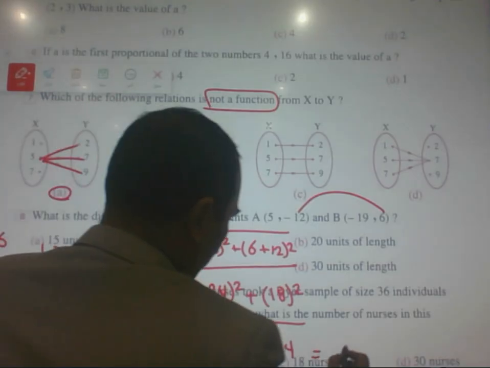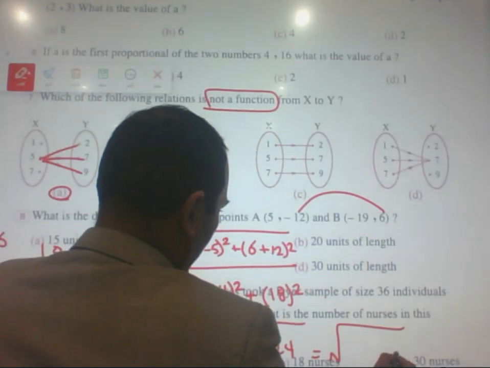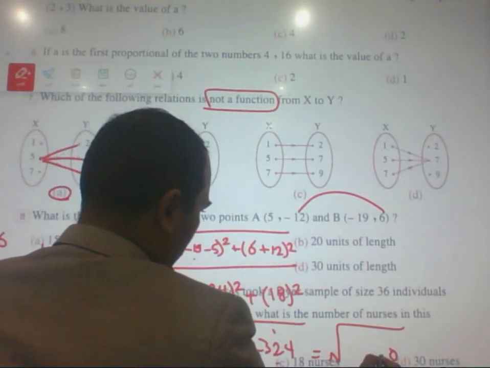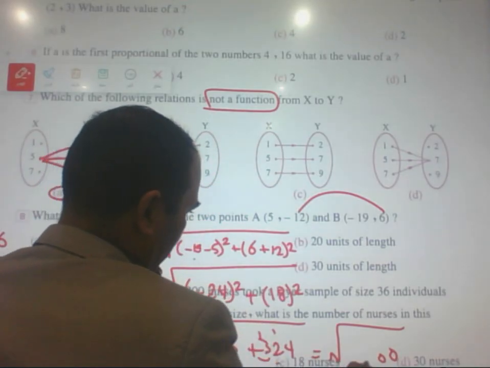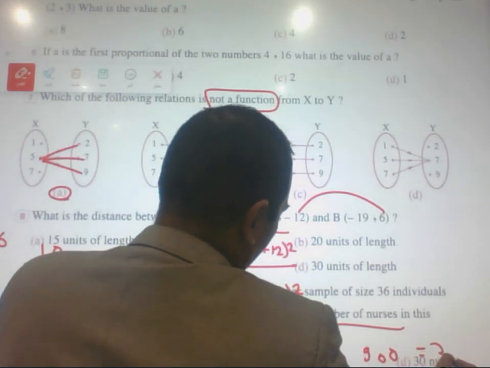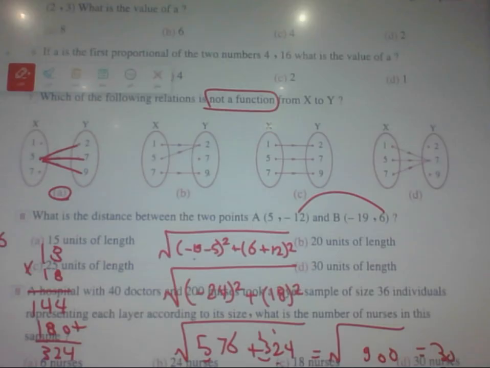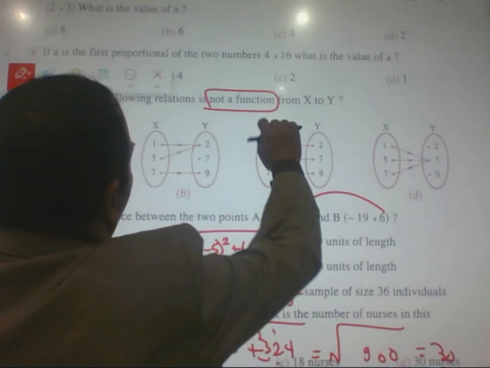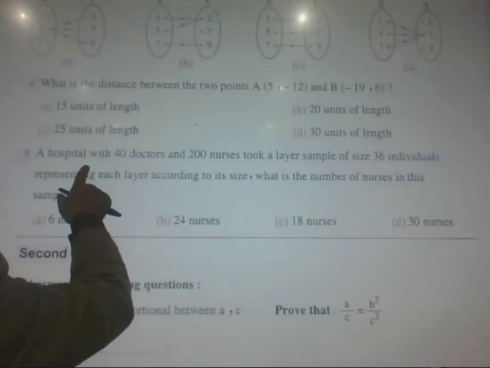324. 4 plus 6 is 10, write 0 and carry 1. 3 plus 7 is 10, write 0 and carry 1. 4 plus 5 is 9. Then the answer will be 30. Then the length will be 30. Choose letter D. Next question.